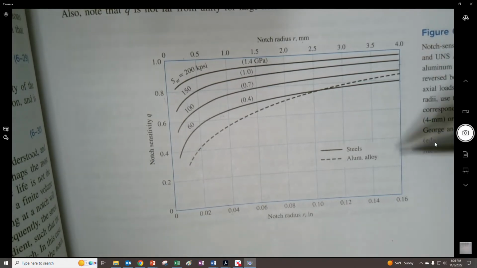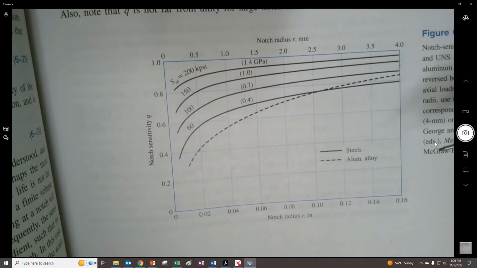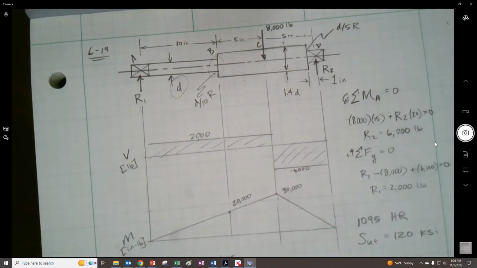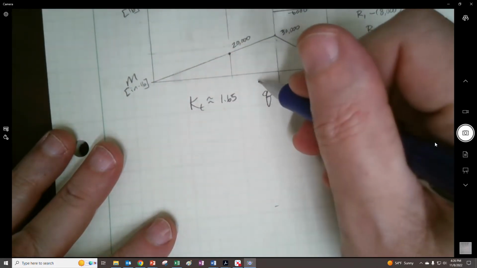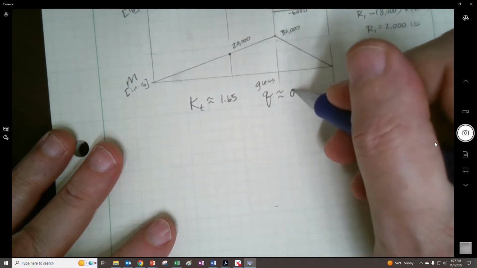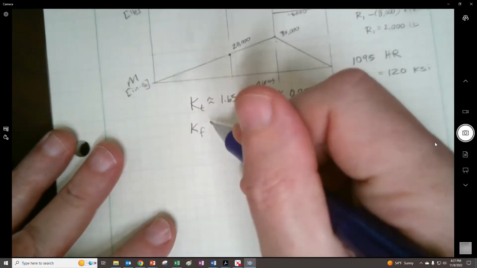It's just a guess, because right here there's a fillet radius of 0.16, but they were showing like 2 divided by 10, right? So this would be 0.2. So it's up here. It's a big fillet radius. So I'm going to say that's 0.85. So Q, and this is a guess, is 0.85. So now I can get my fatigue stress concentration.